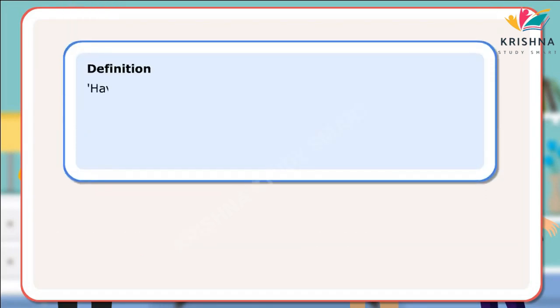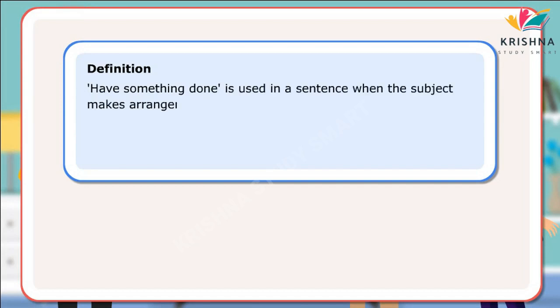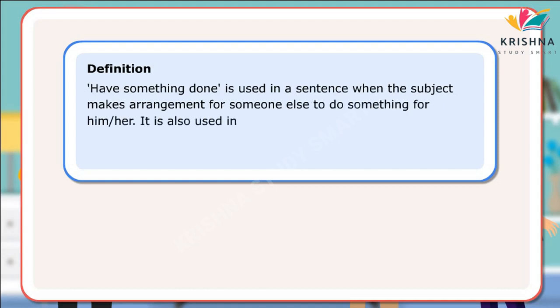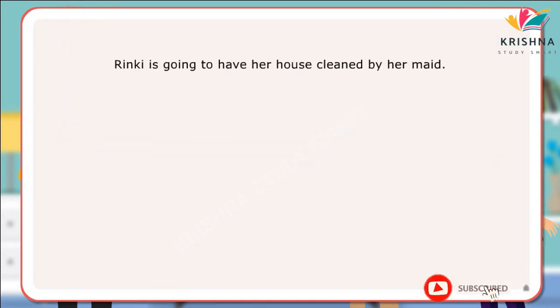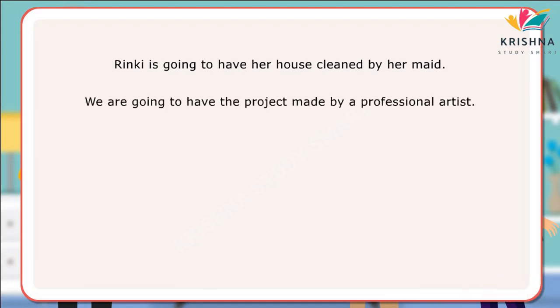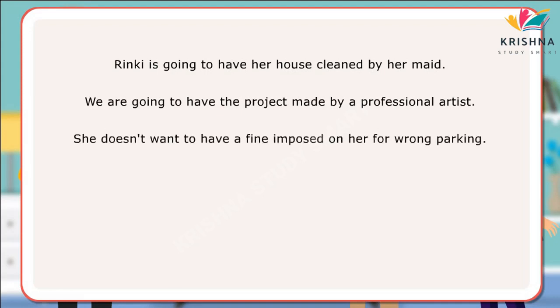Definition: have something done is used in a sentence when the subject makes arrangement for someone else to do something for him or her. It is also used in another sense when the subject does not want someone else to do something to him or her since it is not something good. Let us look at a few sentences. Rinki is going to have her house cleaned by her maid. We are going to have the project made by a professional artist. She doesn't want to have a fine imposed on her for wrong parking.